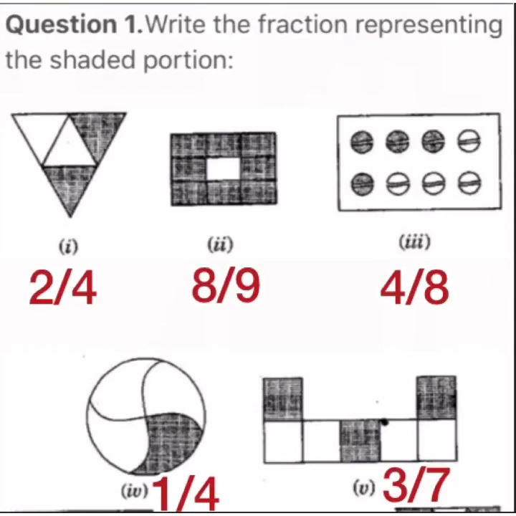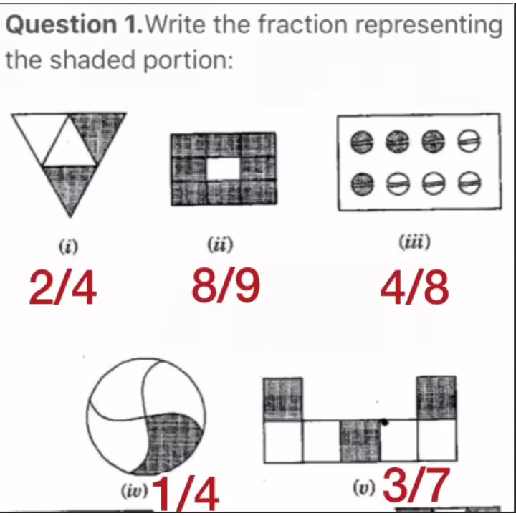Now next one is, in a rectangle you can see there are 8 balls and in which 4 are shaded. So how we will write? Yes, 4 by 8 because total balls are 8 and the shaded ones are 4. So 4 by 8. Now the next one is a circle and it is divided into 4 equal parts and one part is shaded. So how we will represent it?